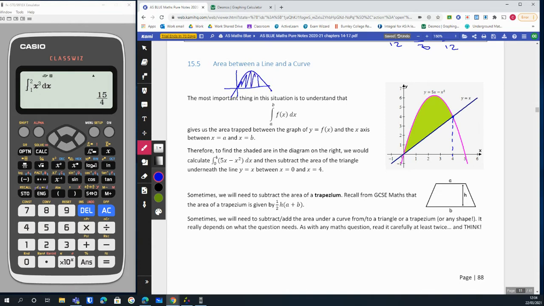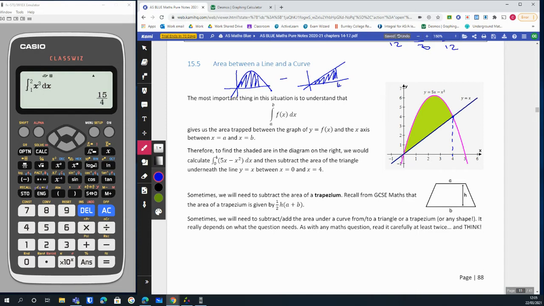So when we do the integration between 0 and 4, we would get that area, and then I would look at the other area that I've got there, which in this case is the triangle, and we would take it off. You can integrate the line in order to get a triangle, but it is quicker to use a half base times height. Exactly the same, you might be required to use a trapezium. You could integrate if you wanted to, but a trapezium would be quicker.